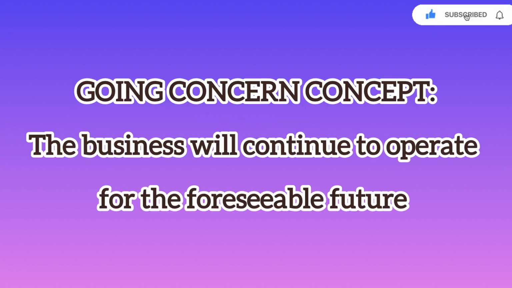The going concern concept. The business will continue to operate for the foreseeable future. That is, financial statements are prepared on the understanding that the business is a continuing business. That is, the business will continue to operate in the future and it's not on the verge of cessation or liquidation. For example, a company like Apple is assumed to be a going concern, which means it will continue to operate and generate revenue in the future.